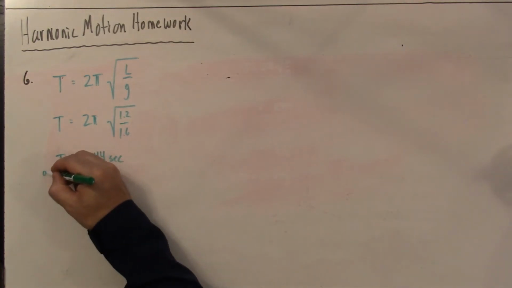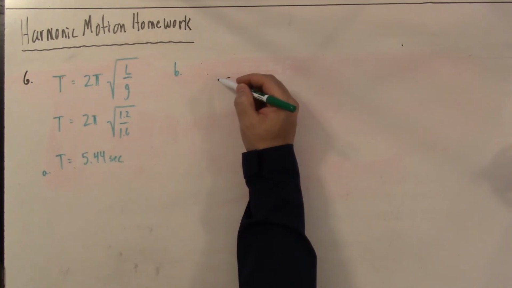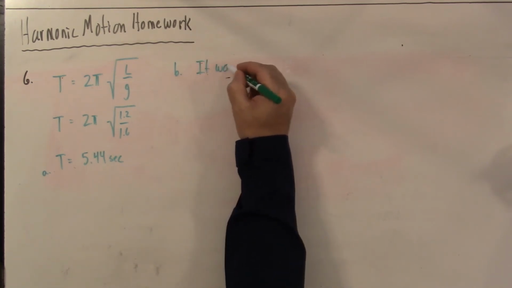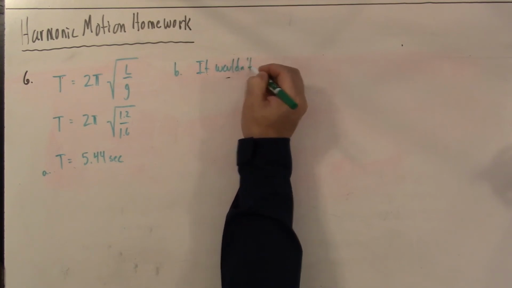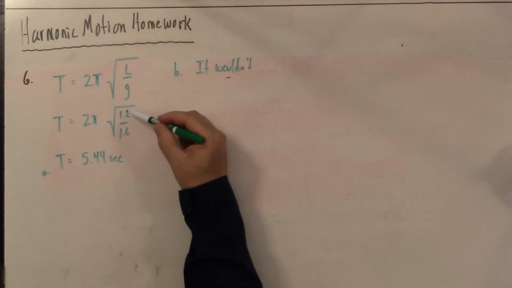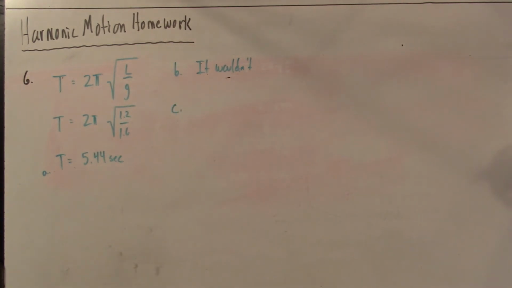So this is A. B says, how would the period change if the mass were doubled? And the answer is, it wouldn't. Because as you're noticing, there's no mass in the equation, so mass is not a factor in the period of a pendulum.